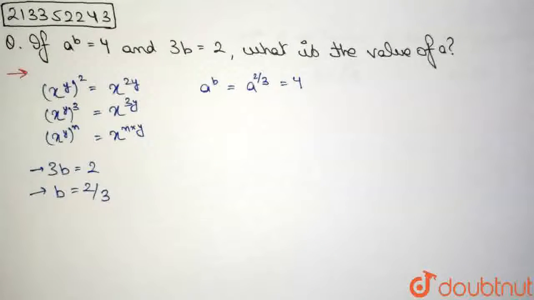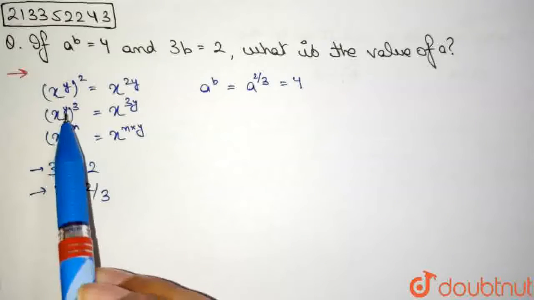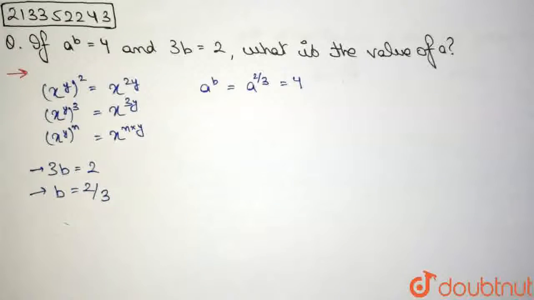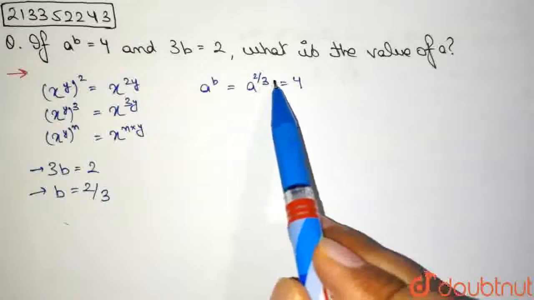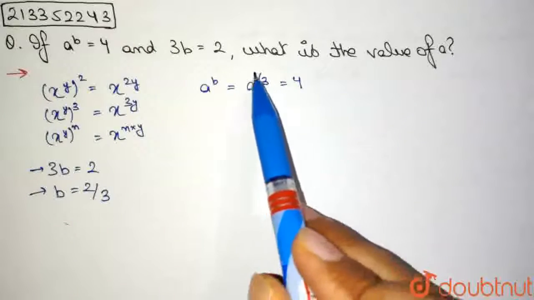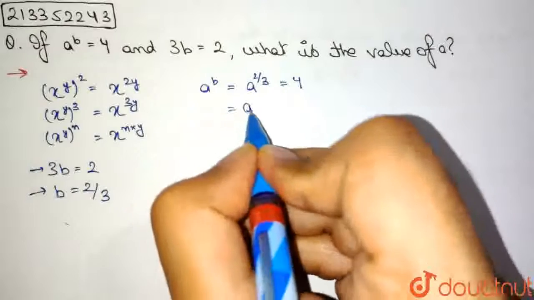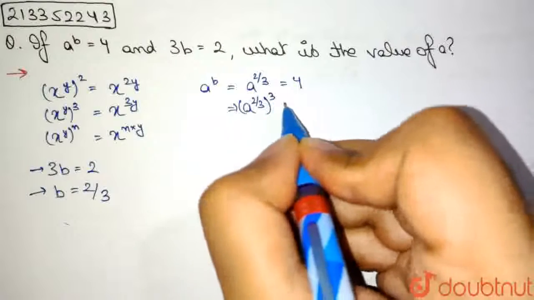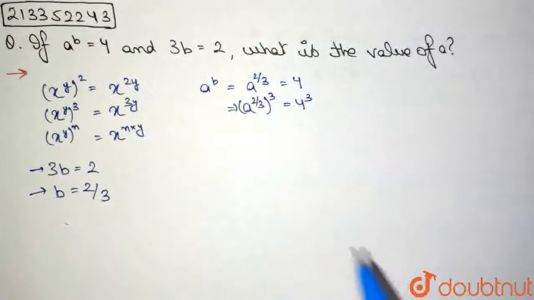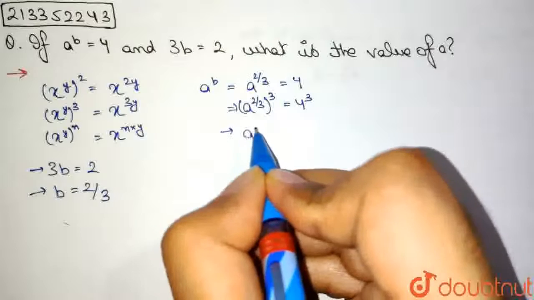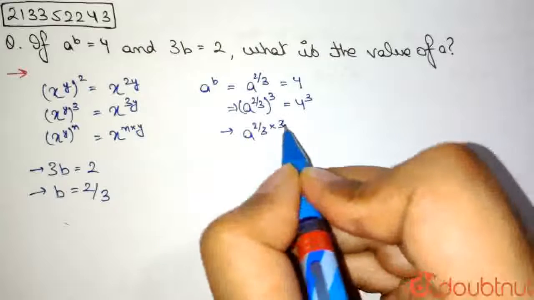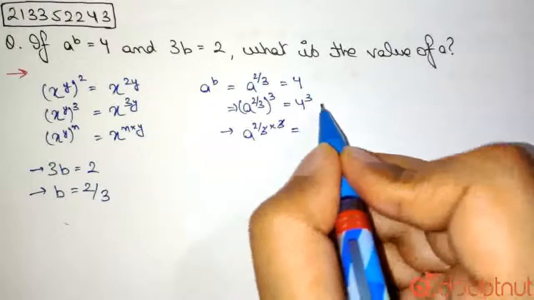Now if we raise both of these sides to the power 3, x raised to the power y, when raised to the power 3, is simply x to the power 3 into y. So I am trying to get rid of this 3 in the denominator, so I am going to raise this entire thing to the power 3. This is equals to a raised to the power 2 by 3, and we are cubing it, so cube is equals to 4 cube. Or I can say this is nothing but a to the power 2 by 3 into 3. So this 3 and this 3 cancel out, which is equals to 4 cube, which is 64.